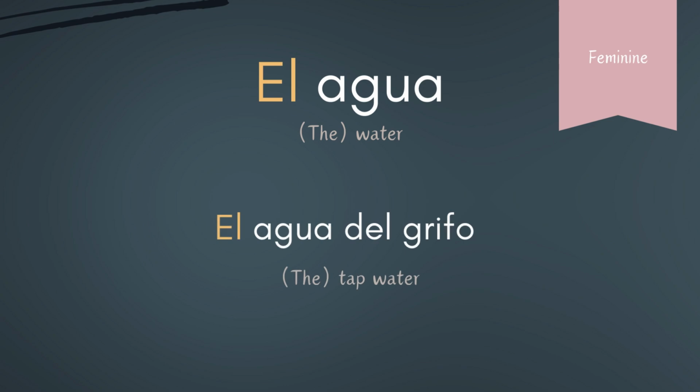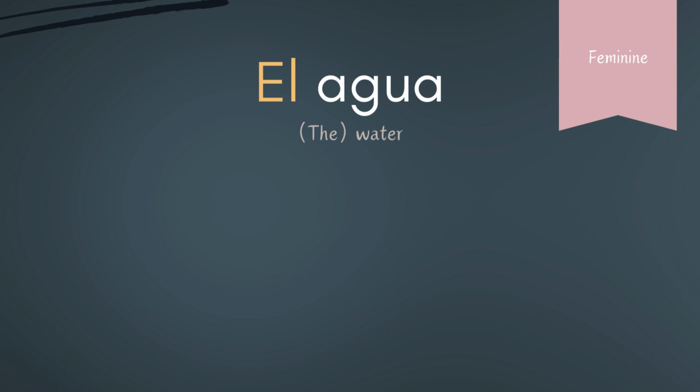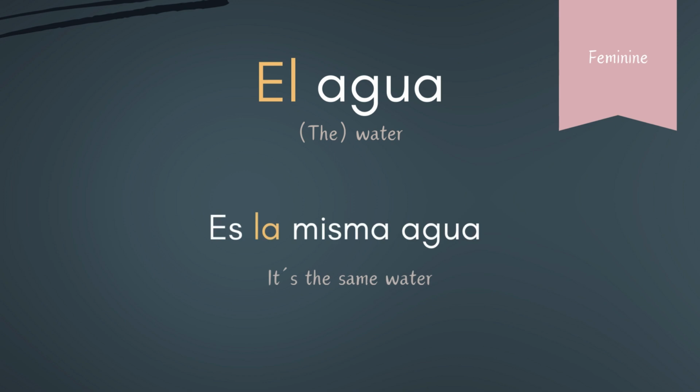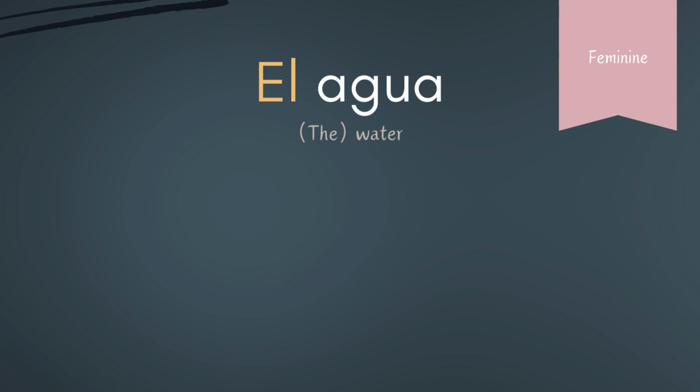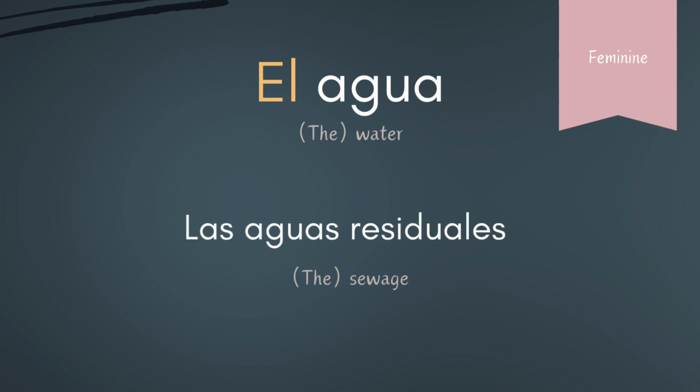So, in the example, el agua del grifo, we need to use the masculine article. However, when the particle is not next to the word agua in a sentence, the feminine article la should be used. For example, es la misma agua. Similarly, since the plural article las ends in an s, the plural noun aguas will always use the feminine article las. For example, las aguas residuales.